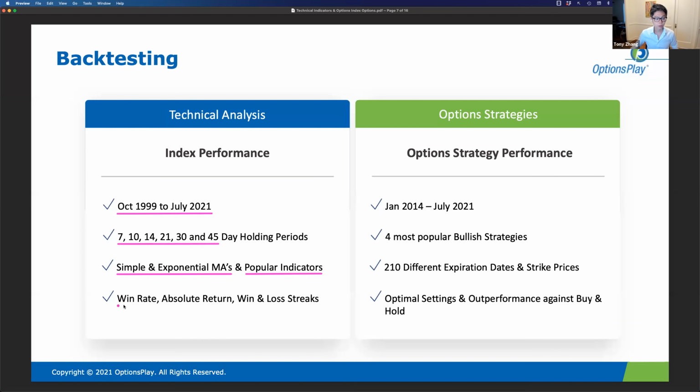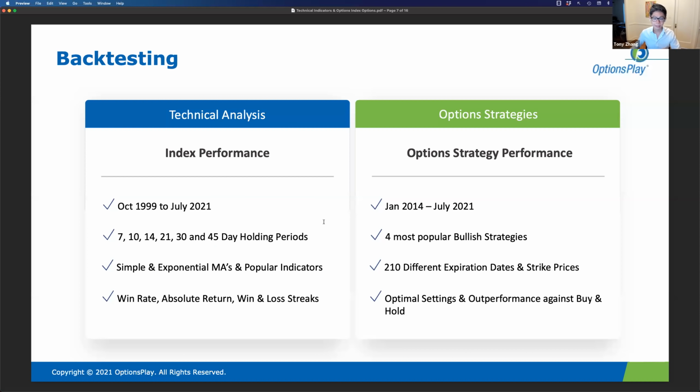And what we're really looking for is win rate. We're looking for absolute return. And we were also looking at win and loss streaks. It's important to understand these types of data points in order to determine what is the optimal technical indicator to use for trading these types of indices.